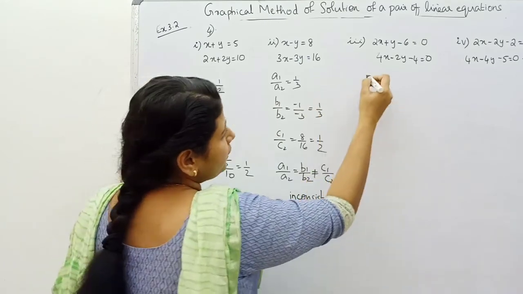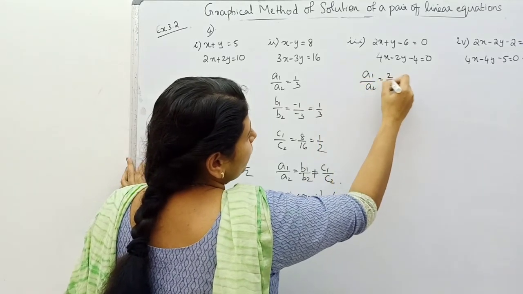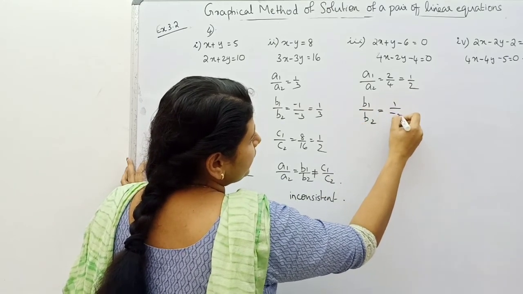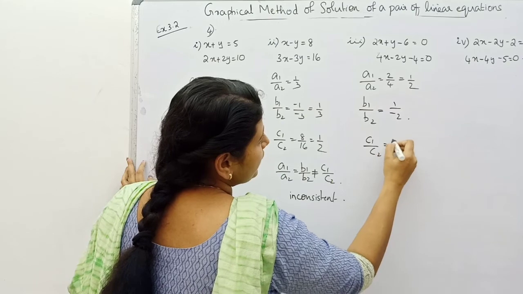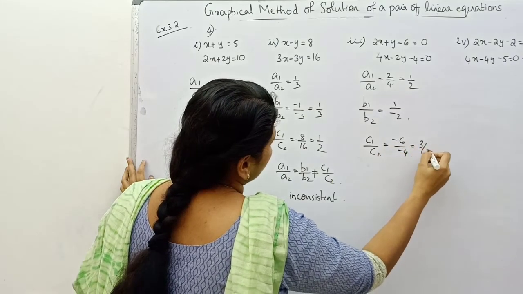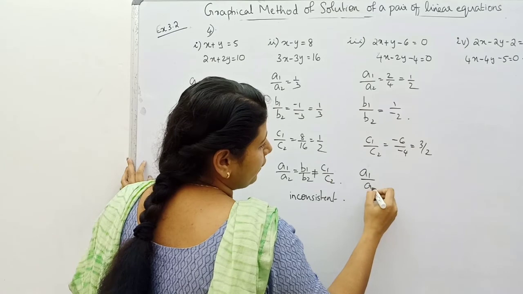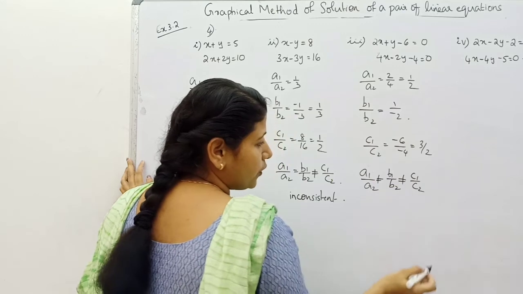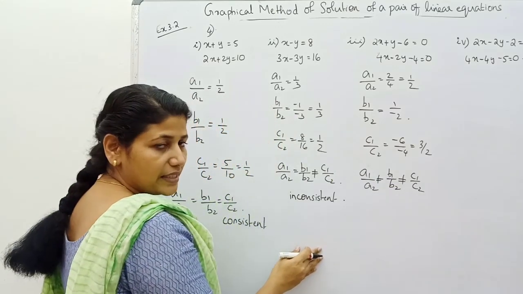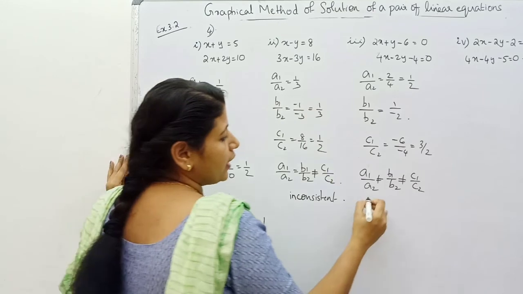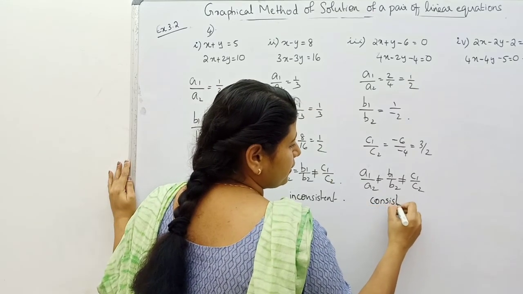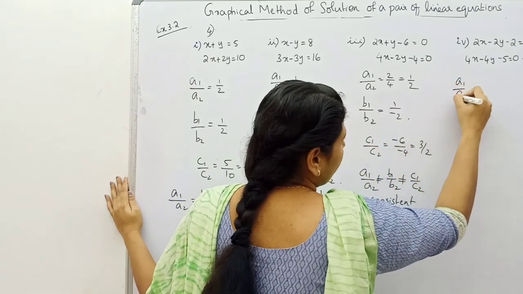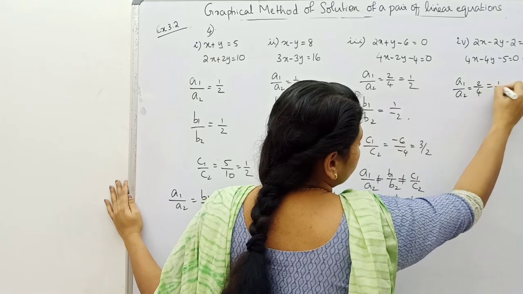Okay. Third one, A1 by A2 is 2 by 4, which is 1 by 2. B1 by B2 is 1 by negative 2. C1 by C2 is negative 6 by negative 4, which is 3 by 2. Here, the ratios are not equal. A1 by A2 not equal to B1 by B2, not equal to C1 by C2. So, we can say that these two lines are intersecting at a unique point. It has a unique solution and these are consistent.